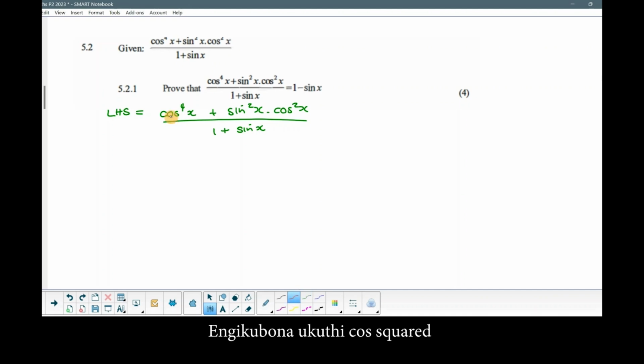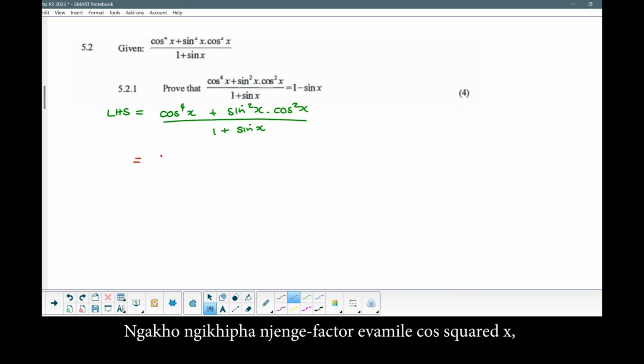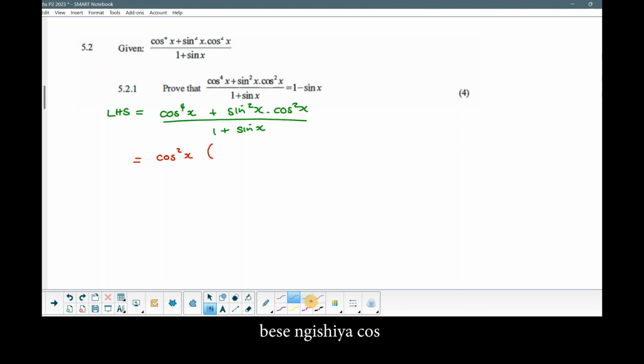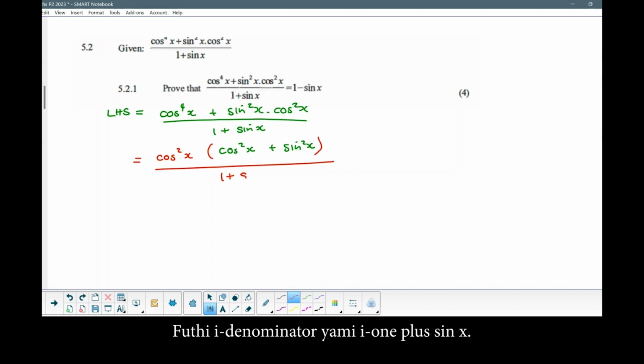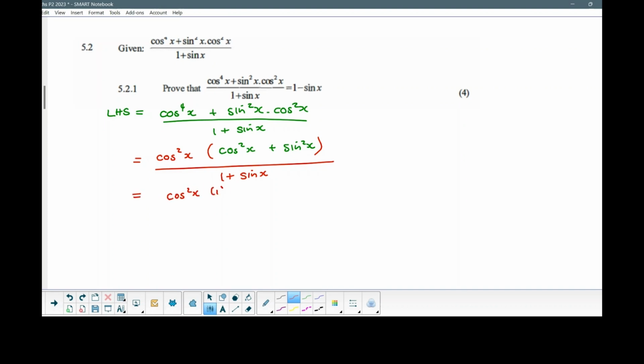What I do notice is that cos squared is actually a common factor to those two terms. So I'm taking it out as a common factor, cos squared x. And that leaves me with cos squared x plus sine squared x in the bracket. That's nice and convenient. And my denominator is 1 plus sine x. Now cos squared x plus sine squared x is equal to 1. So that means in the numerator, all I'm left with is cos squared x times 1 over 1 plus sine x.